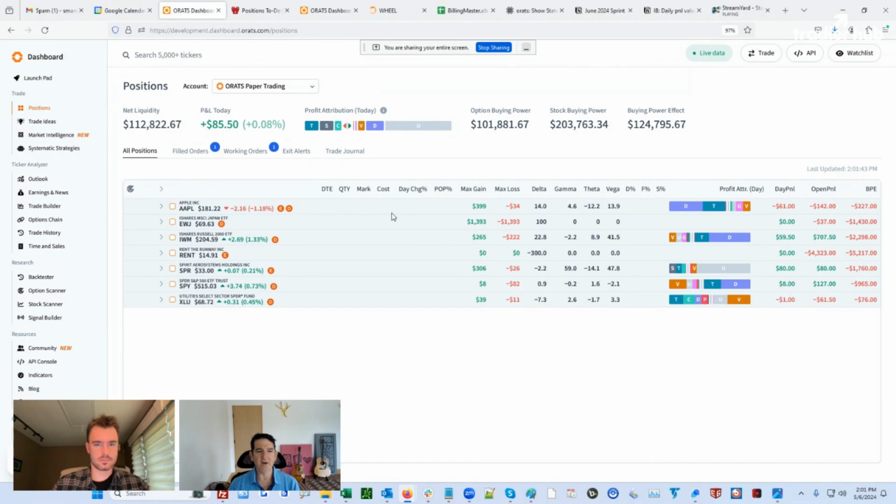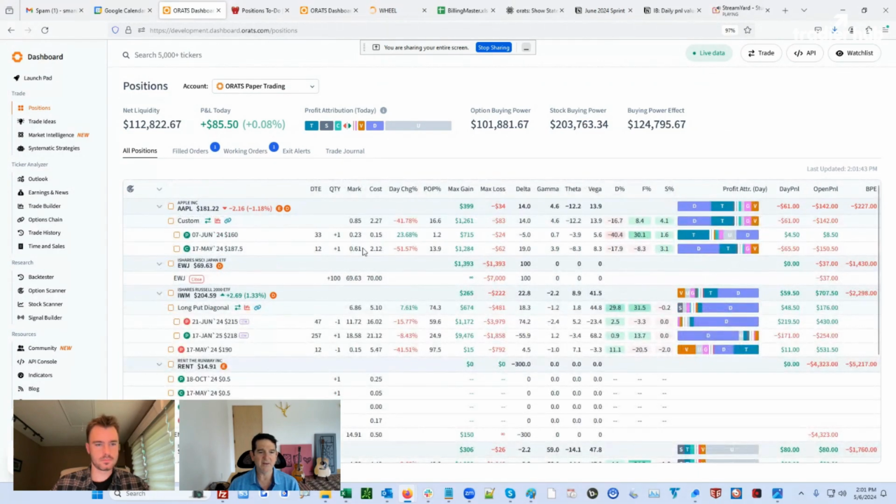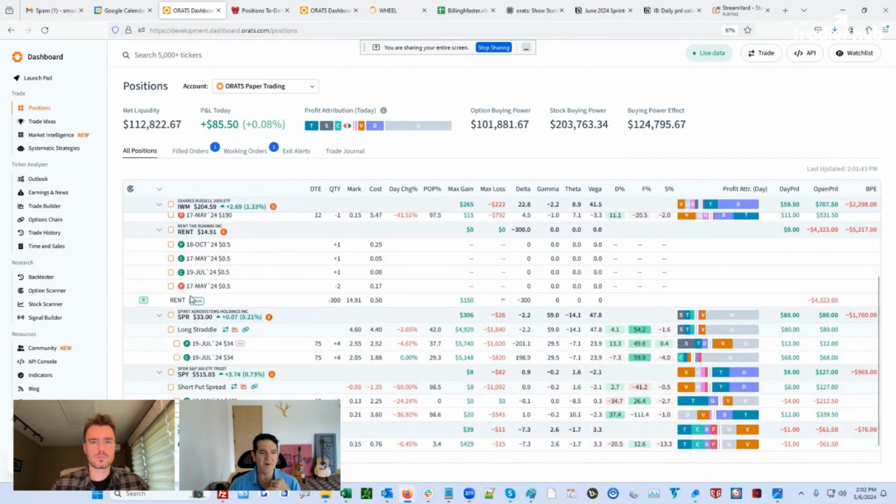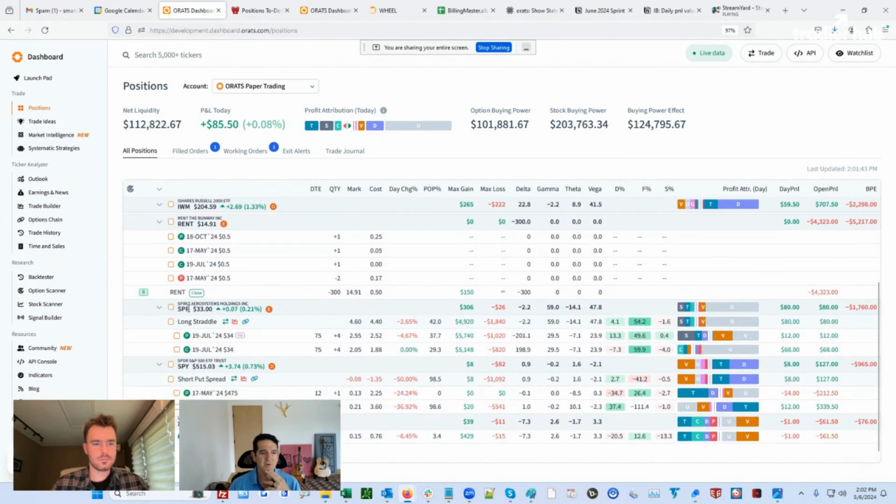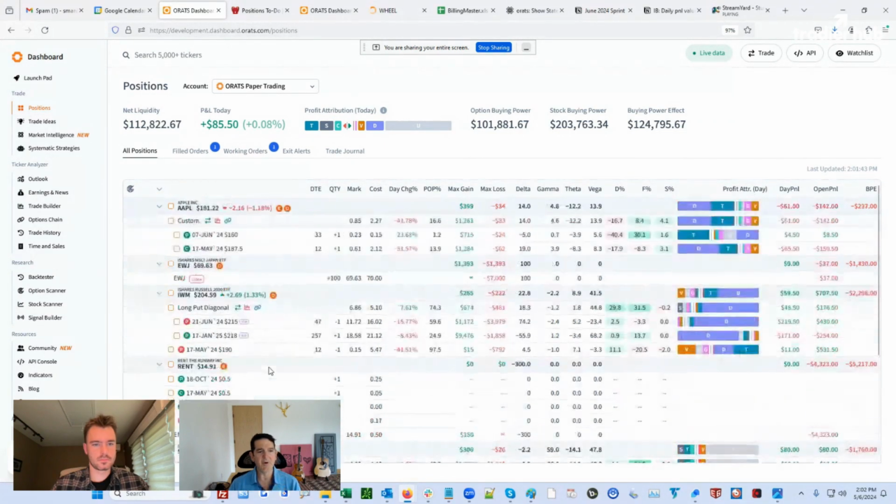The neat thing is all your positions come in. They're minimized now. When I maximize them, I can see what these trades are, and then I can treat them as a custom position, or I could define them in various ways. So we have a straddle on, we have a short put spread, and then just a single put there.